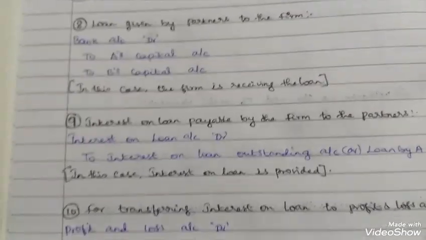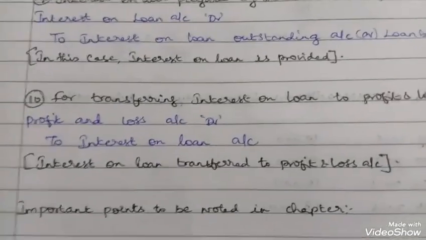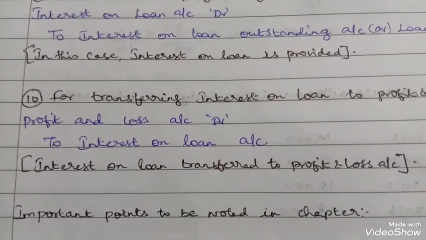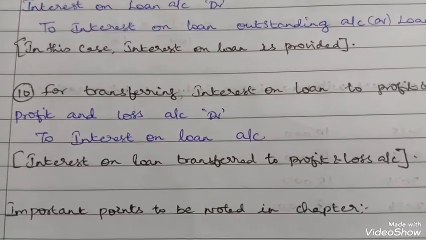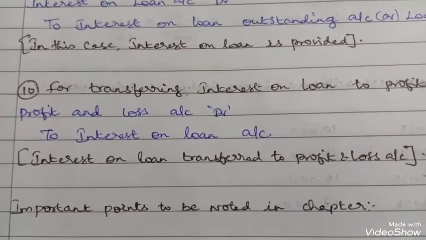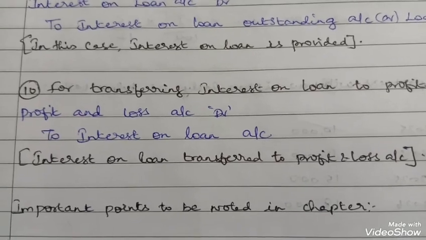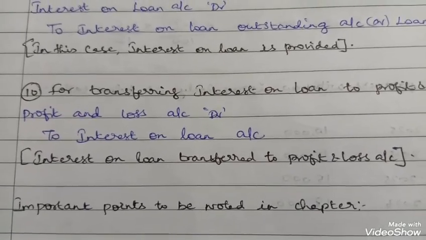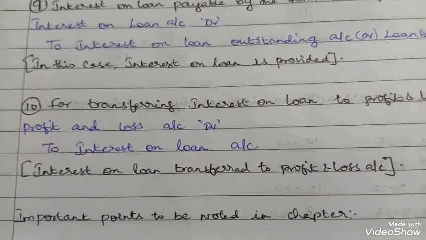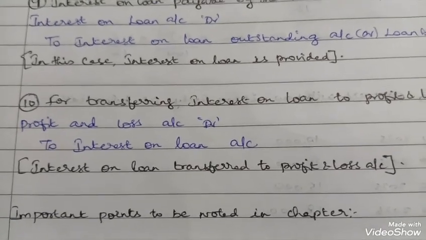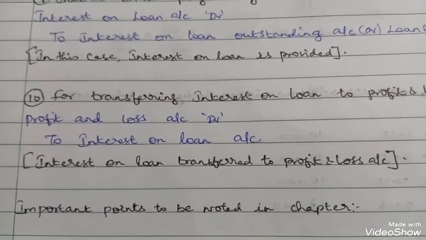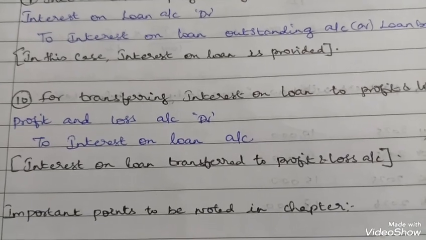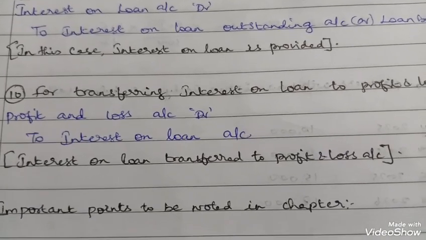And next, you have to transfer the interest on loan to the profit and loss account. The entry will be profit and loss account debit to interest on loan account. That's all for this chapter. I will be dealing with more sums on it, but in this video I am going to show you only the formats and formulas for the entire class 12 accountancy syllabus from volume 1 to volume 3.